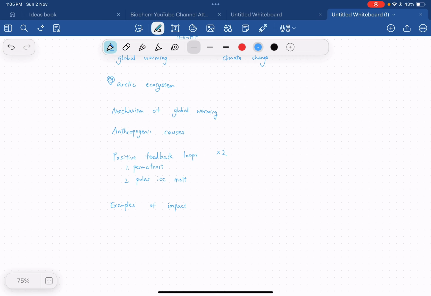There are also threats to coral reefs as an example of potential ecosystem collapse. The reason for coral bleaching is the loss of its symbiotic algae.